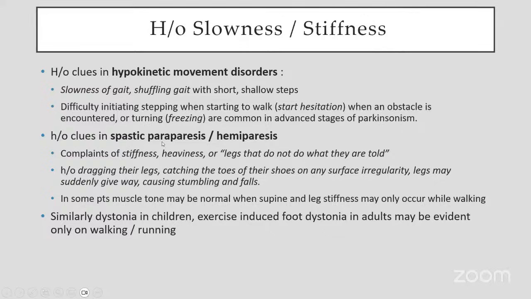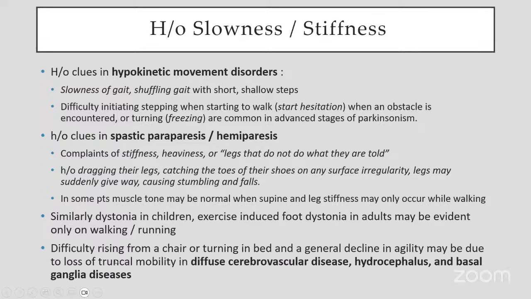Also, history for the spastic paresis or hemiparesis: we have to ask about complaints of stiffness, heaviness, or legs that do not do what they are told, history of dragging their legs, catching the toes of their shoes, or any surface irregularities. Legs may suddenly give way, causing stumbling and falls. In some patients, muscle tone may be normal when supine, and leg stiffness may only occur while walking. This will be seen in mild spasticity. Similarly, dystonia in children, like exercise-induced foot dystonia in adults, may be evident only on walking or running.